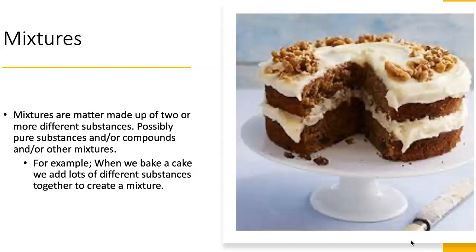So we don't have a set formula for what's in there. There's a recipe. We put so many eggs and so much milk in them. But each of those things has a whole lot of stuff in it. So we don't have real control or knowledge of exactly what atoms are present. And that means it can't be called a compound. We'll talk about compounds later.